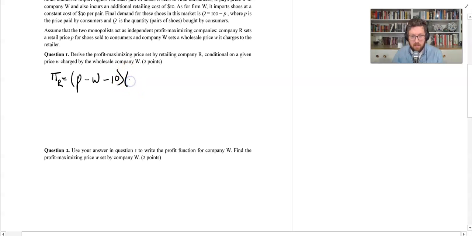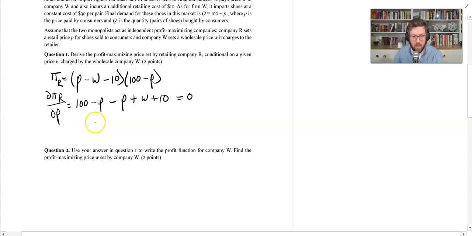plus another $10 that they have to pay for their own costs. And if they charge a price P, demand is 100 minus P. So we take the first order condition with respect to our choice variable, which is our price. Derivative of this is 1, so we get 100 minus P. Derivative of this term is negative 1, so we have minus P plus W plus 10, because we have a negative 1 times these three terms. That's all equal to 0. And we end up with 100 plus 10, so that's 110, minus 2P plus W equals 0.